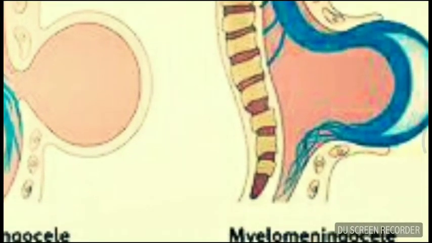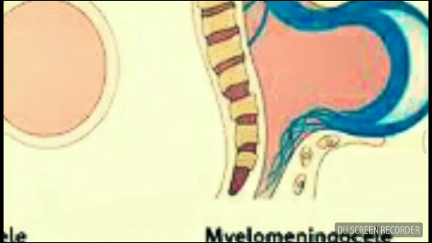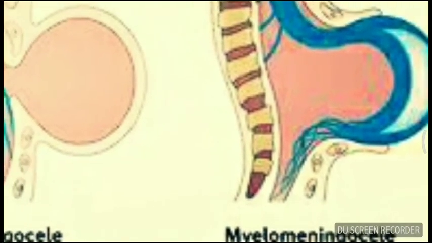Then the myelomeningocele. Myelomeningocele is the most severe form of the neural tube defect, characterized by herniation of the meninges along with the spinal cord. The most common site of location is the lumbosacral region. The clinical presentation depends on the site of the location.